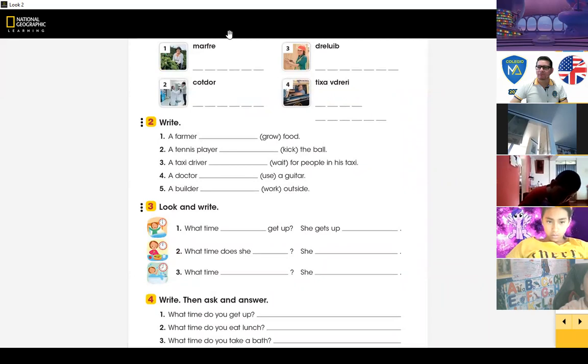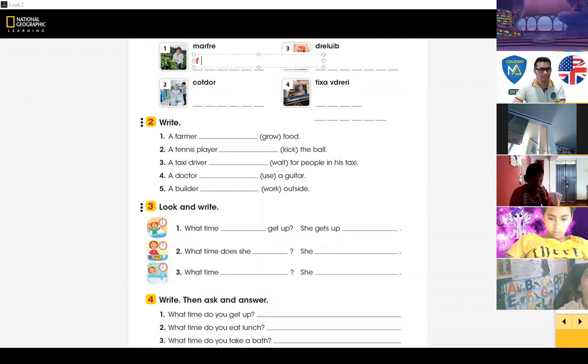For example, number 1, what is number 1? Do you have an idea? It starts with letter F. What do you think it is? This is the farmer, okay? This is number 1. Number 1 is a farmer.